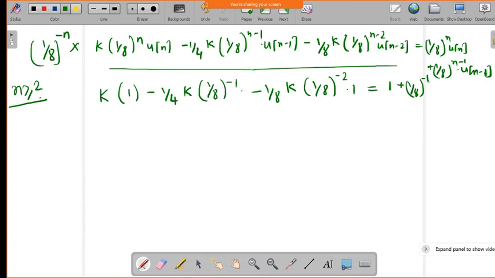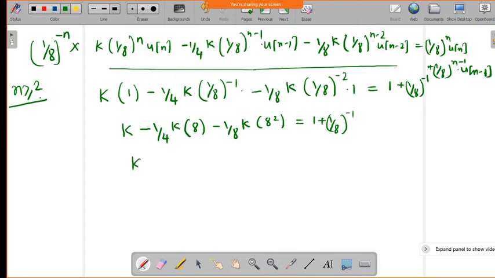So now find out the value of k. So you will get the value of k, which is k minus 1 by 4. So k into 8 minus 1 by 8 k into 8 square, which is equal to 1 plus 1 by 8 power minus 1. Okay. So k you take outside, so 1 minus, which is given by minus 2, and here 8, which is equal to 1 plus 8, which is equal to 9.